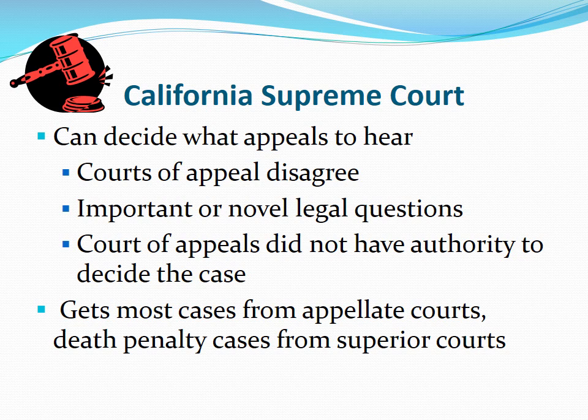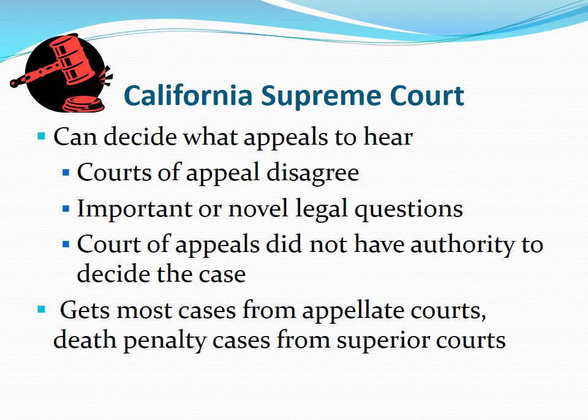It works the same way. So if you don't like what happened at the trial court level, you can appeal and become the appellant at the appeals court level. Then if you don't like what happened at the appeals court level, you have one more chance, and you can appeal to the California Supreme Court.